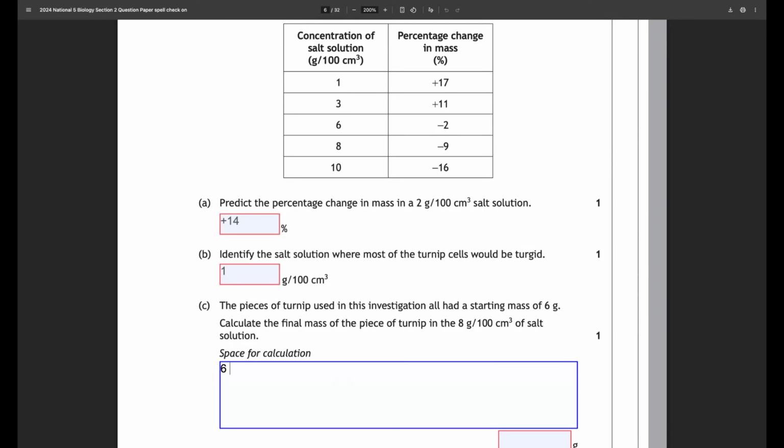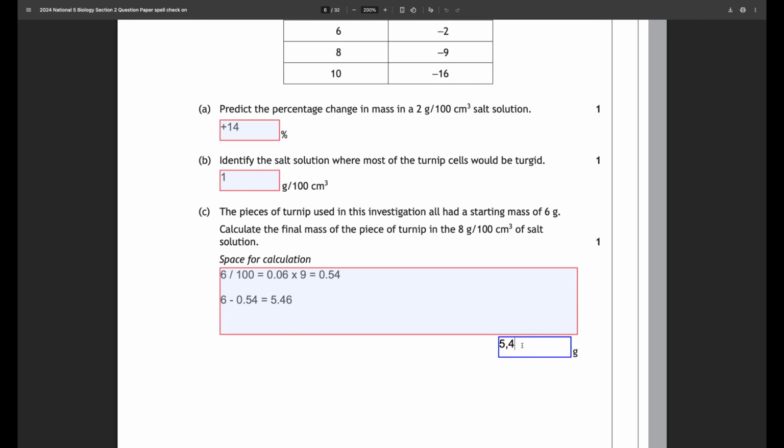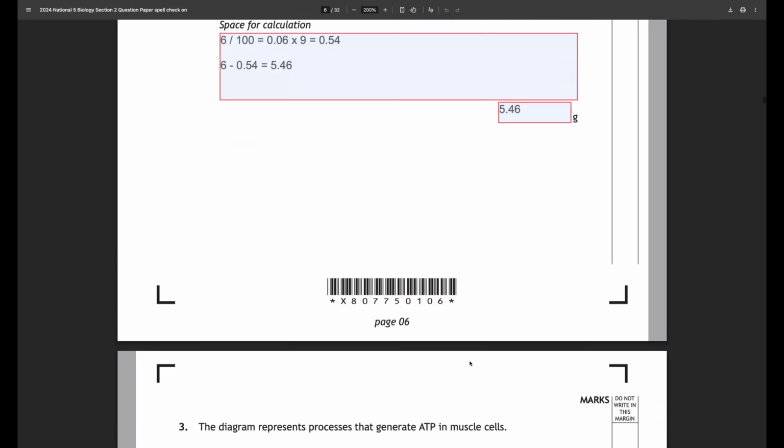To work that out, there's a couple of ways to do it. You can go 6 divided by 100. That gives you 1%. So 6 divided by 100 gives you 0.06. That's 1%. We then multiply that by 9 to give us 9%, 0.54. And then we get our original value, the starting mass of 6 grams, and we take away 9%, which we've worked out as 0.54. So 6 minus 0.54, we should get 5.46. So the final answer is 5.46. Now, the SQA would allow you to round that up to 5.5.